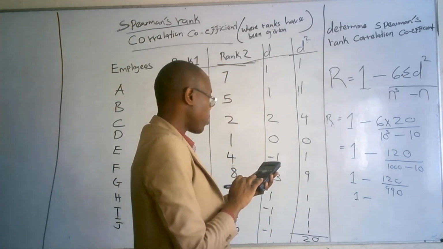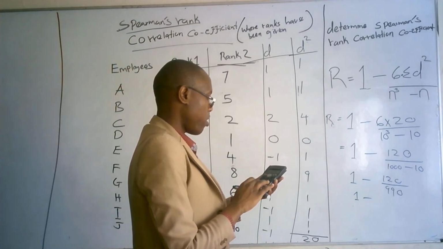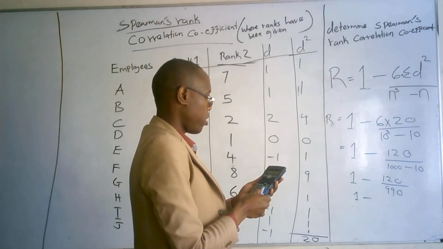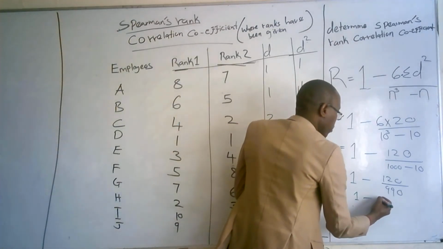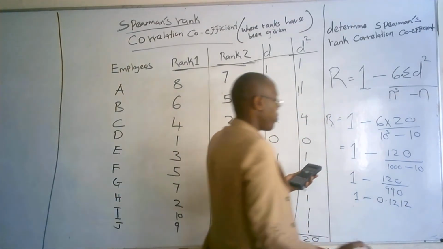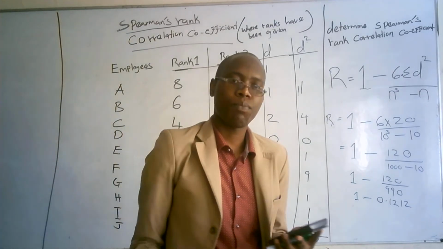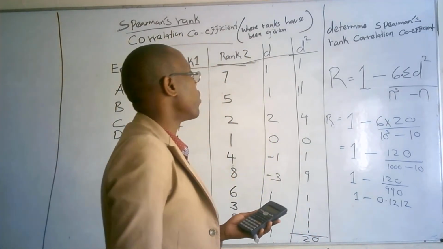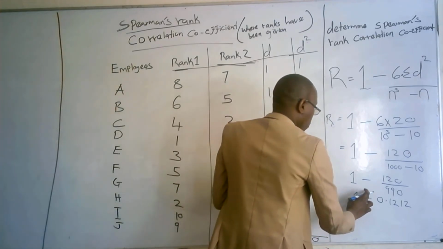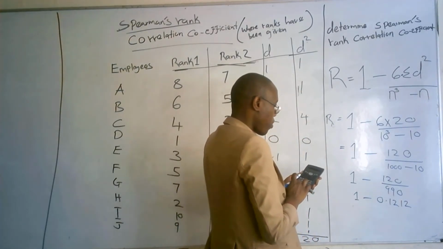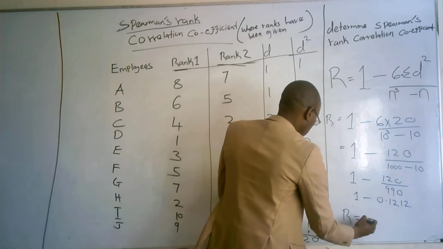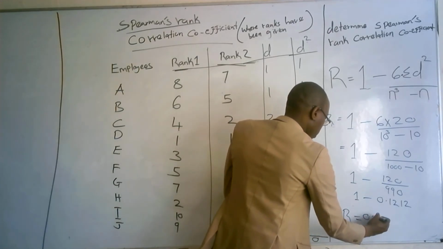So if we take that 120 divided by 990, then we are going to have 0.12. Let me put it up to 4 decimal places. It's always advisable to have your answer in 4 decimal places so that you get the most accurate answer. So after getting that, we are going to take 1 minus this 0.1212, which is going to give you a rank. So your rank is going to be 0.8788.